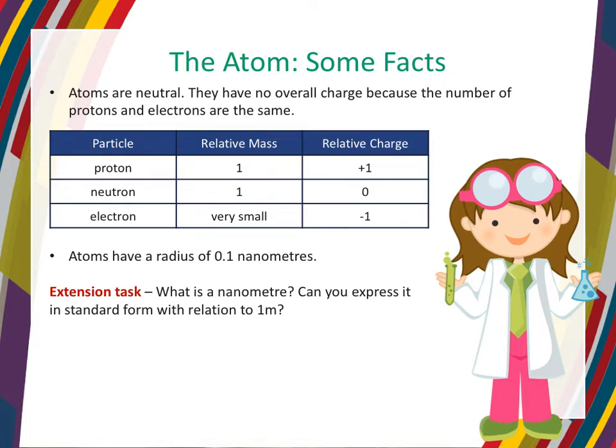Okay, atoms have a radius of 0.1 nanometers. That is tiny, really, really tiny. And so the extension task now is to find out what a nanometer is. Could you express it in standard form in relation to 1 meter? So pause the video, see if you can find out about a nanometer. Okay. A nanometer is 1 times 10 to the power of minus 9 meters. So that is really, really tiny.